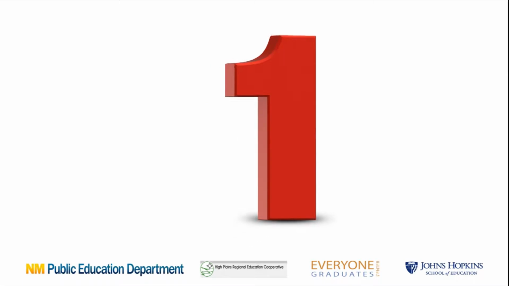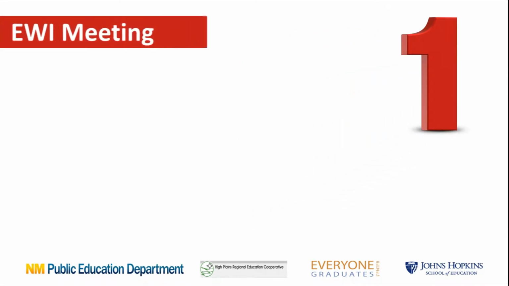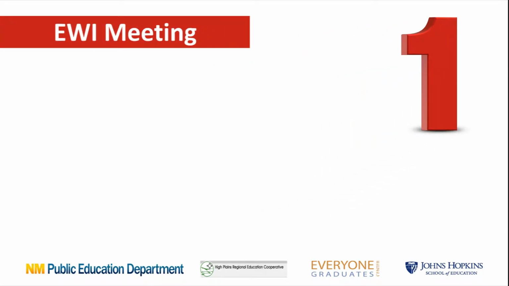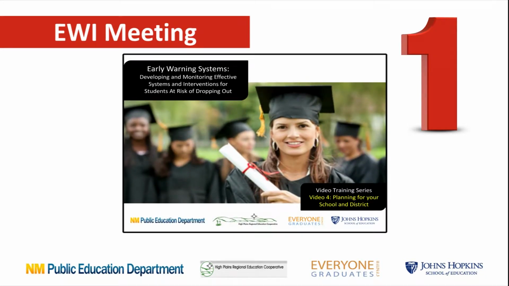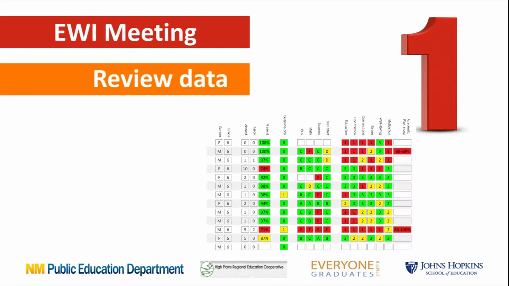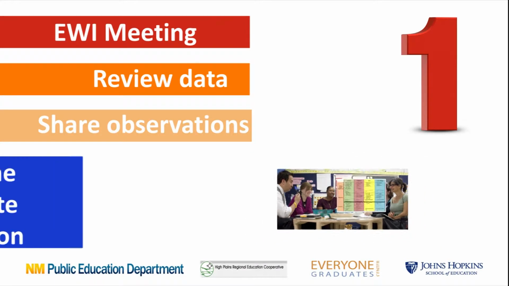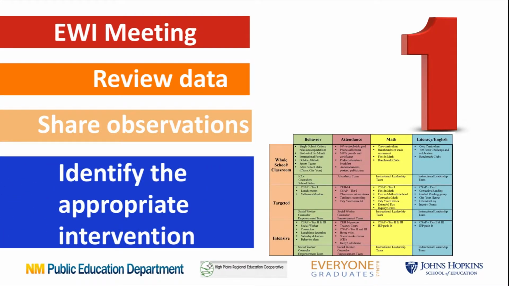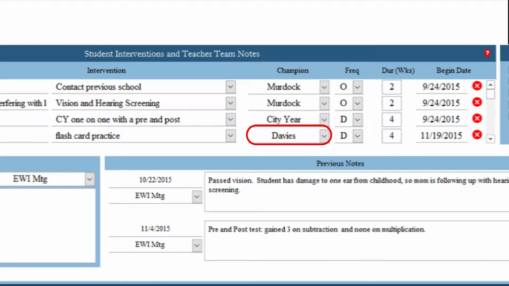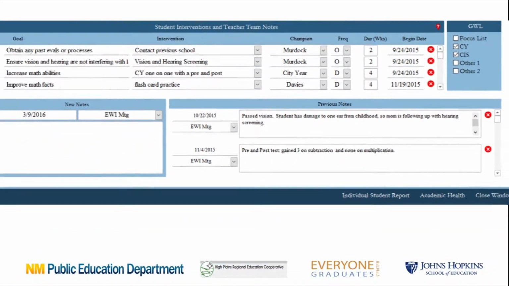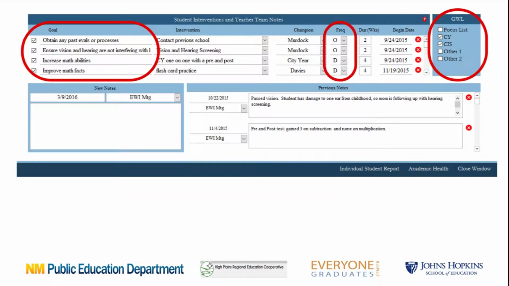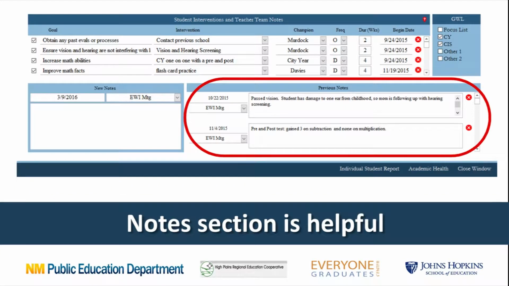The first method is for interventions assigned within an EWI meeting or student intervention discussion. As discussed in the overview of EWI meetings in video number 4, titled Planning for Your School and District, the team should review data, share observations, and identify the appropriate intervention for each student. An intervention point person or champion, the intervention itself, and a follow-up date should be recorded in your intervention tracker. Schools often add a variety of other sections, and we have found that many sites find a notes section particularly helpful.